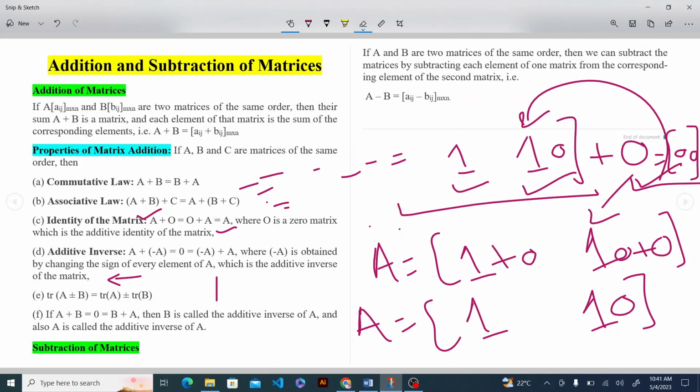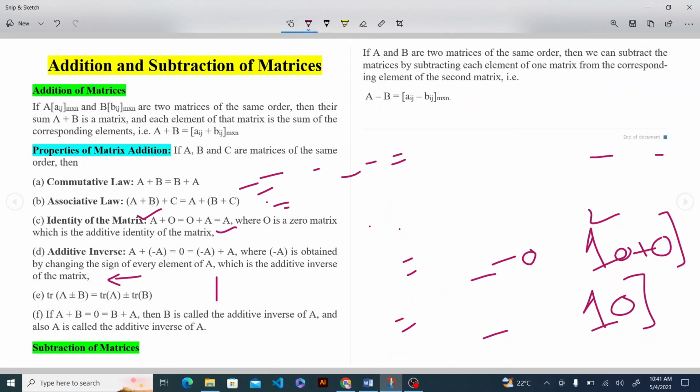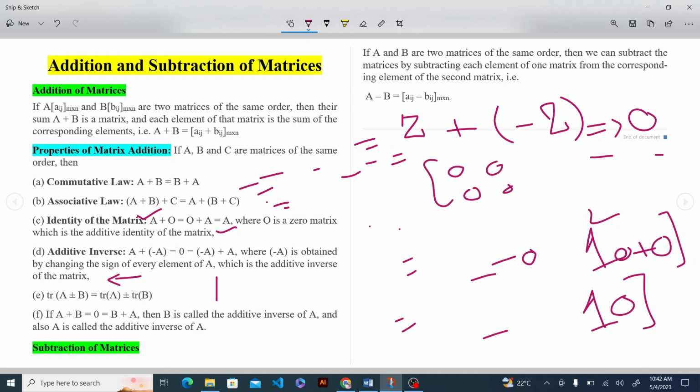Same is the case if we have a matrix Z, and we add negative Z to positive Z, then the answer will be 0. Meaning the resultant matrix will be a null matrix, depending upon its order. Okay. Let me give you an example using 2 matrices.